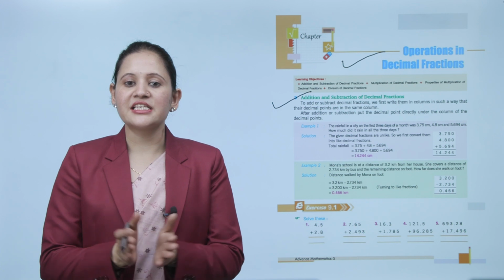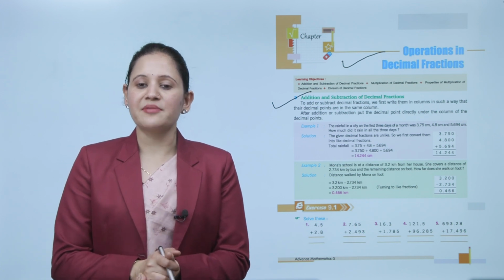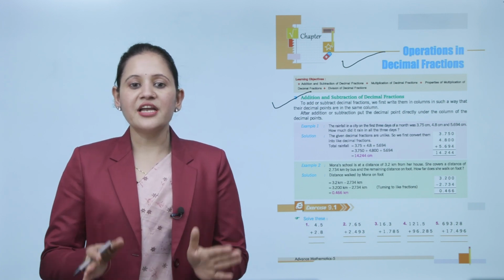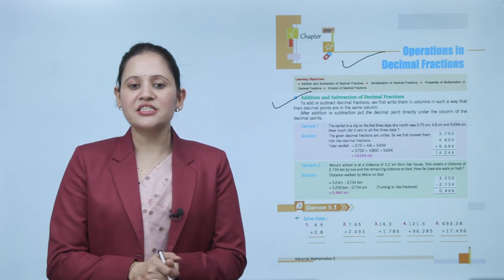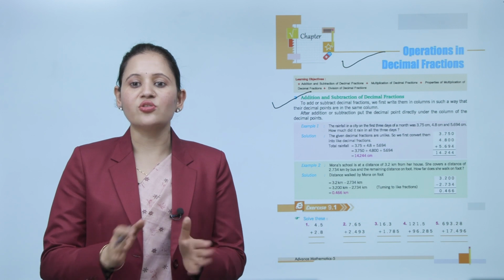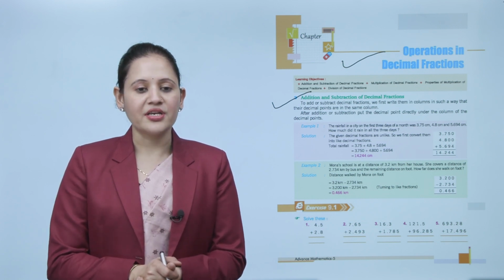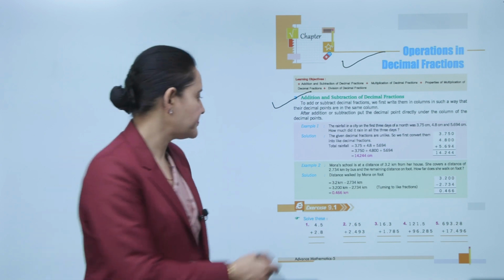To add or subtract decimal fractions, we first write them in a column in such a way that the decimal points are in the same column. After addition or subtraction, put the decimal point directly under the column of the decimal points. So we'll take an example.